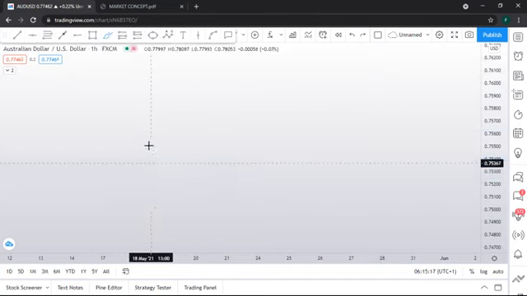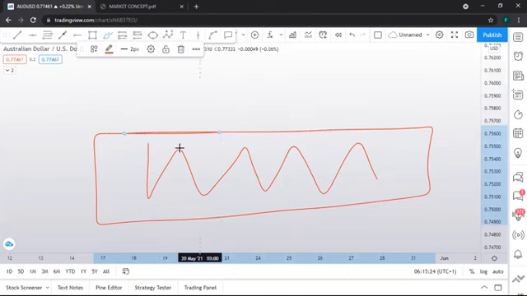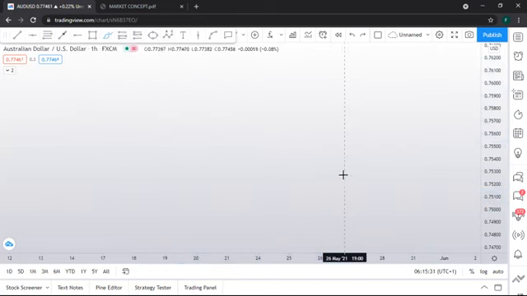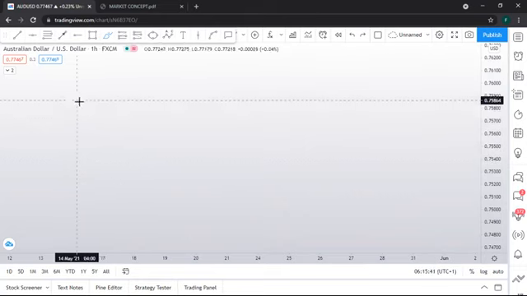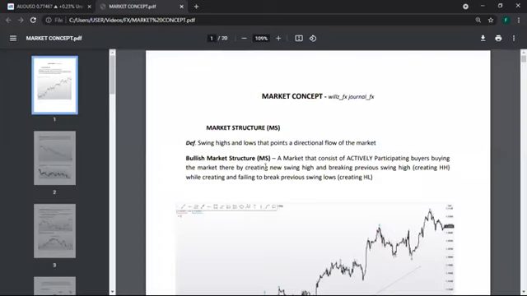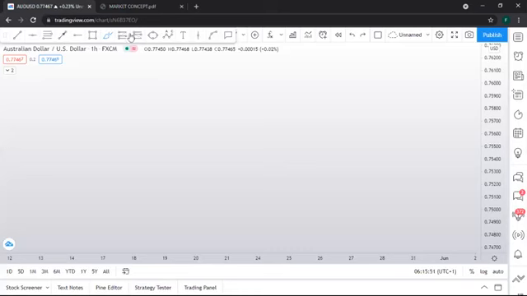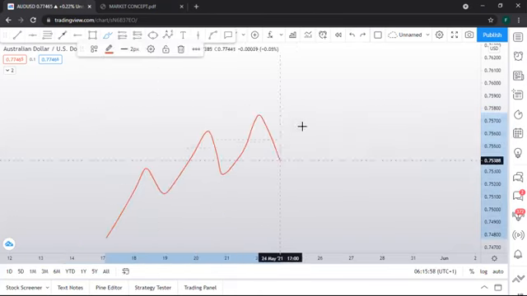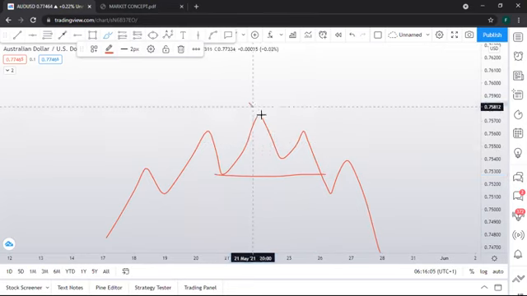Now, we also say that the market structure can contract or consolidate or move sideways, which means it's creating equal highs and equal lows, a manipulation from the operators or the institutions to trap traders. Great. And we also got the break of market structure. We got the reversal break of market structure, where the market shifts from going bearish to bullish or going bullish to bearish, simply breaking the lows that were responsible for the highs.